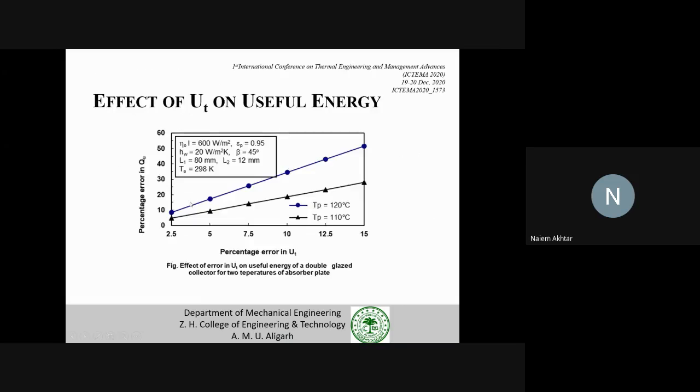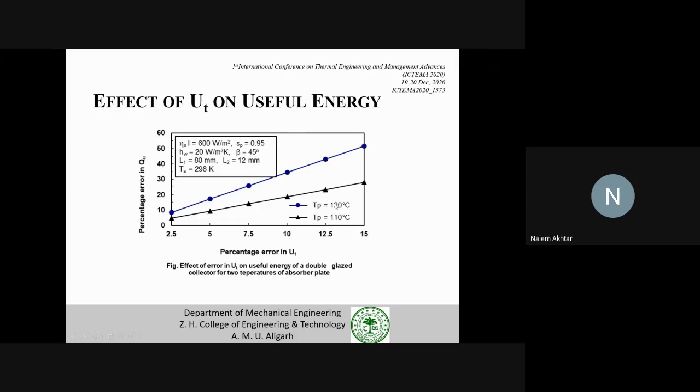We can see from this figure, which shows the effect of the top heat loss coefficient on the useful energy. For example, we have a double glaze collector where these are the parameters of the collector. Intensity of solar radiation reaching the absorber, that is optical efficiency into I, is 600 watt per meter square. So in this case, even a 10 to 15% error in the calculation of the top heat loss coefficient will make a large error in the calculation of the useful energy.